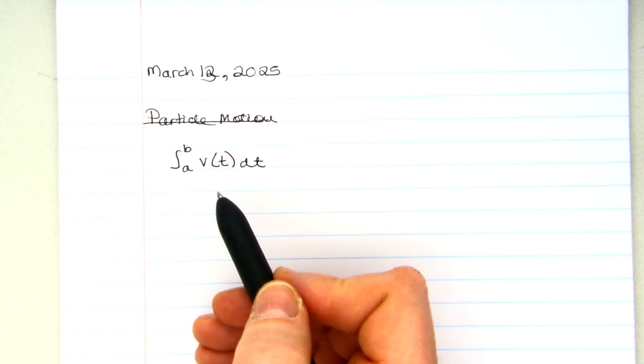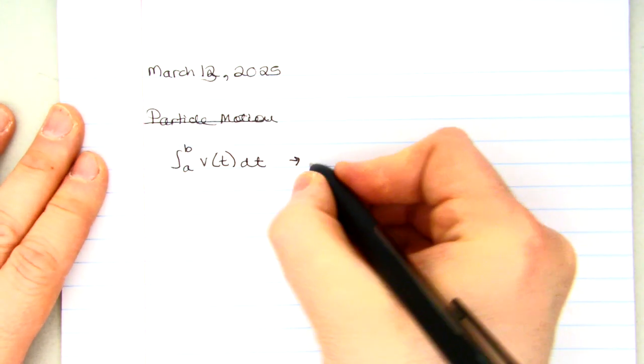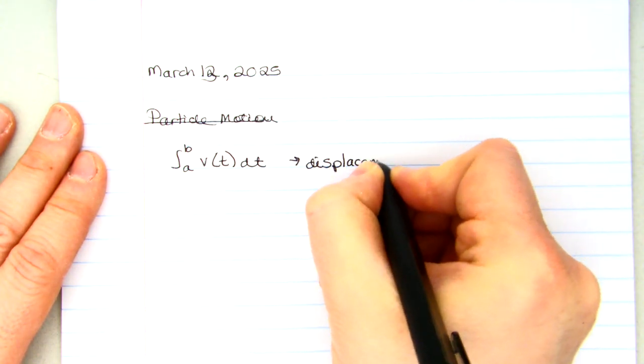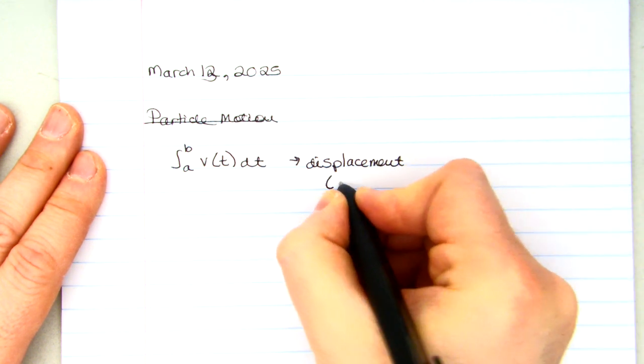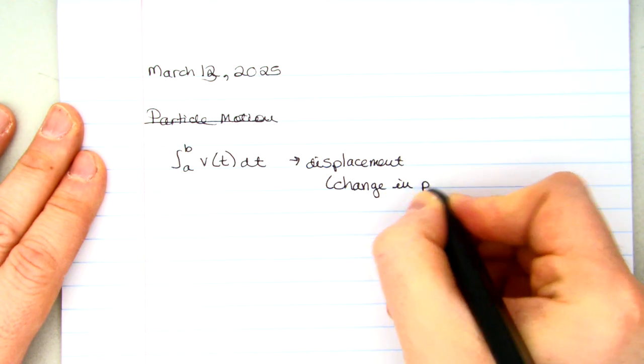You integrate that, you get not necessarily distance traveled, but if we use our language from before, the net change in position. I think I'm just going to call this my change in position. The official term for this is the displacement of something, which we can think about as our change in position.